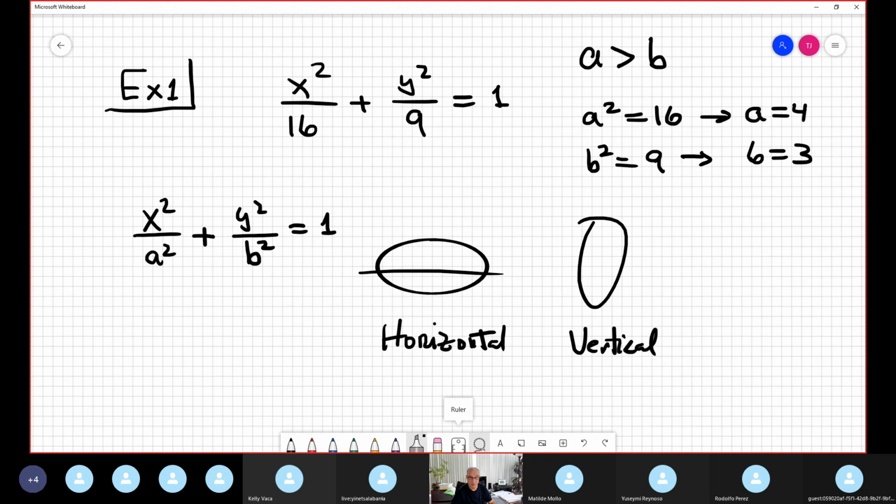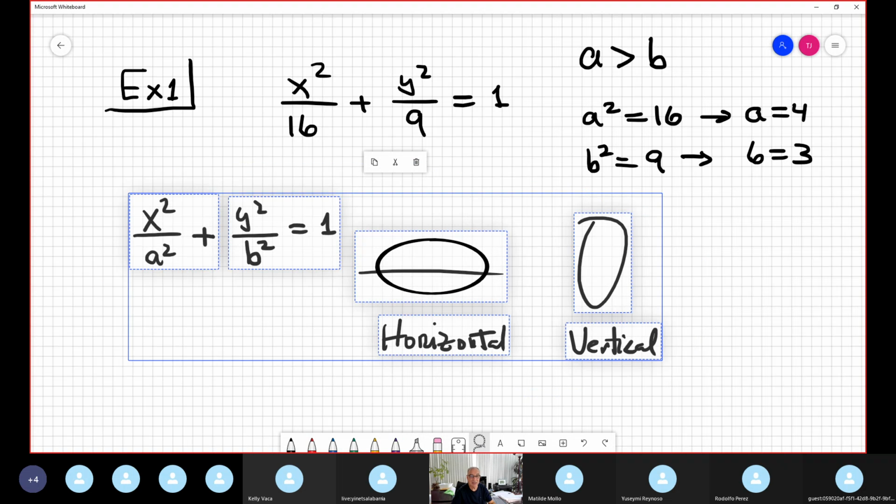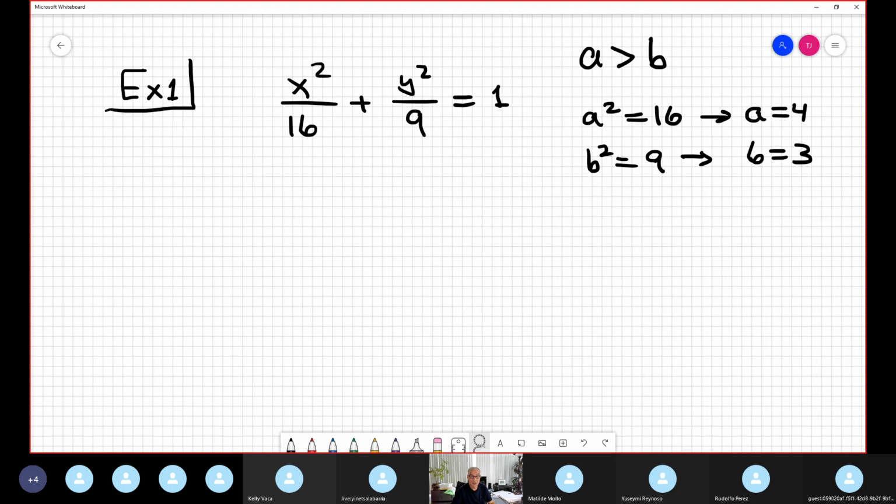One more piece of information we need. We need C. Remember the formula for finding C: a squared is equal to b squared plus c squared. Be careful, this formula is valid for the ellipse. In the hyperbola, when you study hyperbola, not today, we study the same parameters A, B, C, but the interpretation is different and the formula is different. Don't confuse it. Every conic section has specific formulas.